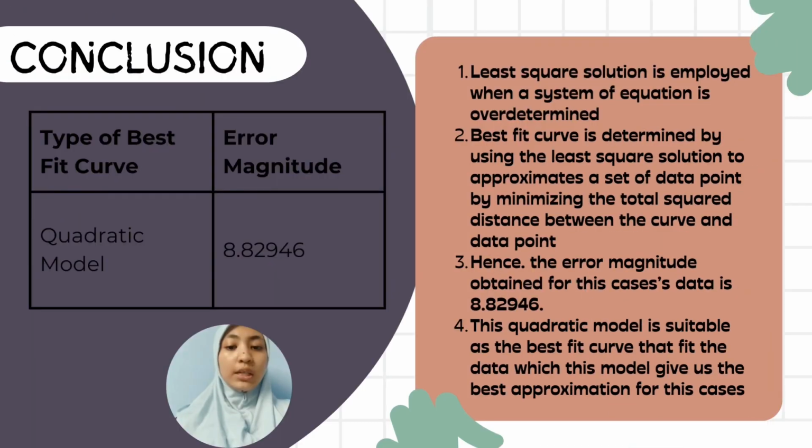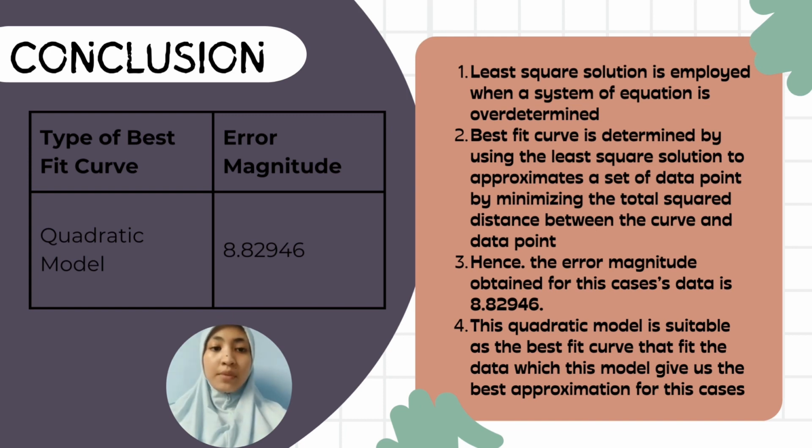So, the conclusion that we can draw from these cases is that there are a few types of best fit curve that we can use to fit the chosen data. Based on the investigation that we have done for these cases, we use least square fit of quadratic polynomial as the best method to find the best quadratic curve to fit the data. Least square solution is employed when a system of equations is overdetermined. Best fit curve is determined by using the least square solution to approximate a set of data points by minimizing the total square distance between the curve and the data points.